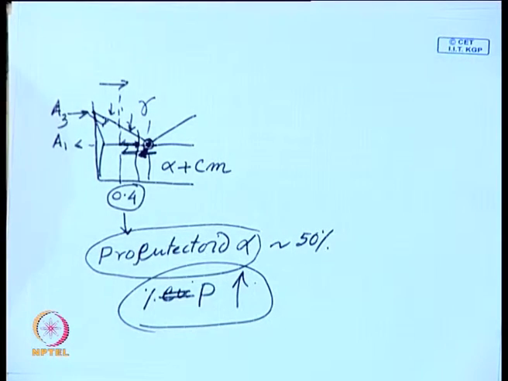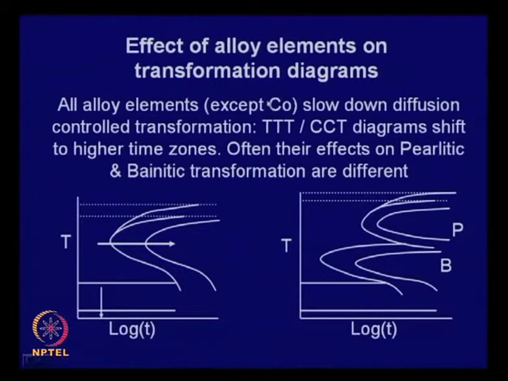So, this is one important point you must remember. Then the effect of alloy elements also affects the transformation kinetics: it affects both the time temperature transformation diagram as well as the CCT diagram, and in fact this effect is shown over here. All alloy elements except cobalt slow down diffusion controlled transformation.